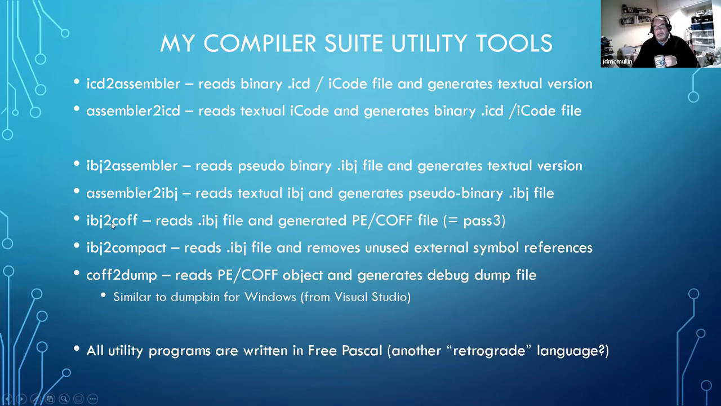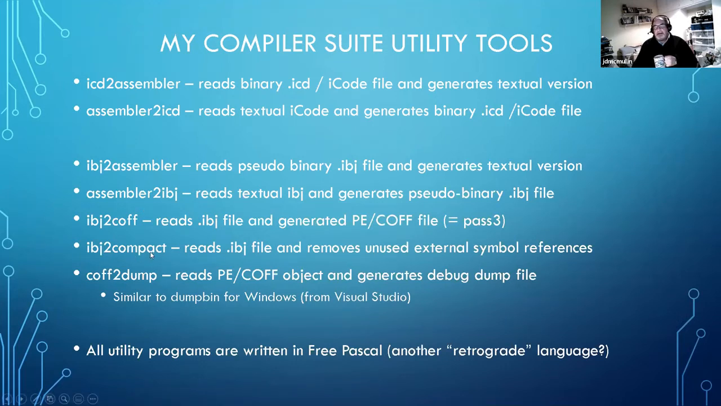Also for the IBJ tools, there's the IBJ to COF. This is the thing I mentioned earlier, which reads the IBJ file and generates a COF object file, so it's equivalent to Pass3. If you wanted, you could use this file instead of the C version, etc. By the way, my version of the IBJ to COF is a bit more careful about sending out comments when it finds errors than the Pass3.